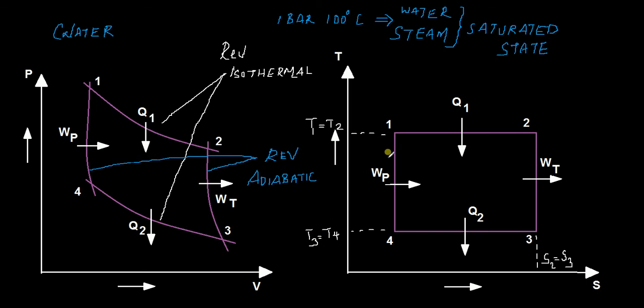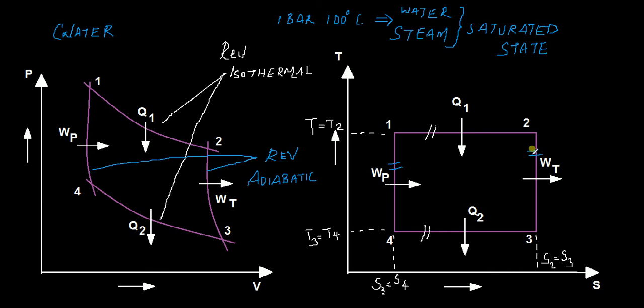And from 4 to 1, it's a work transfer without any heat transfer, and therefore the entropy remains the same at 3 and 4. S3 is equal to S4. So you have two reversible isothermals and two reversible adiabatics. These four processes constitute a Carnot cycle.